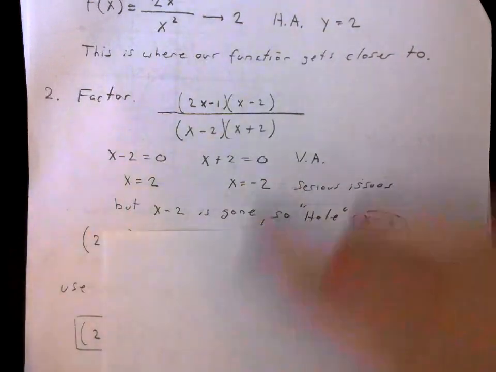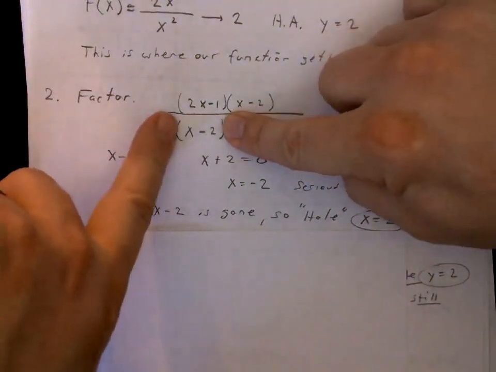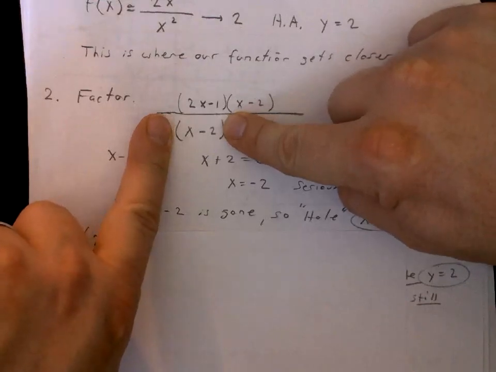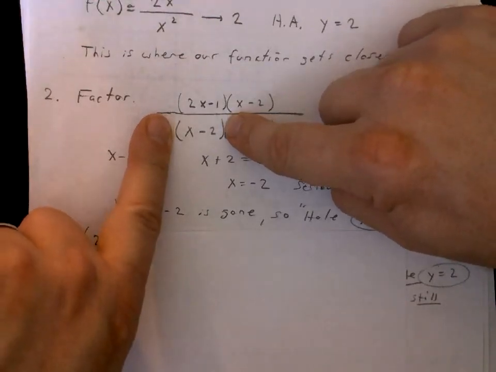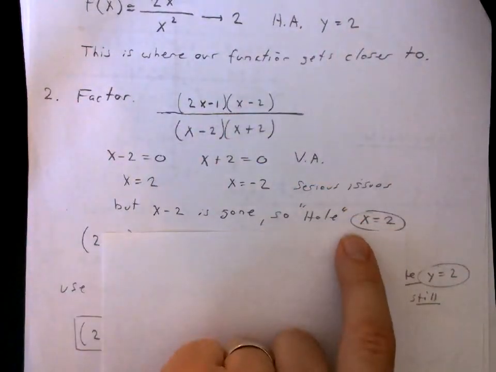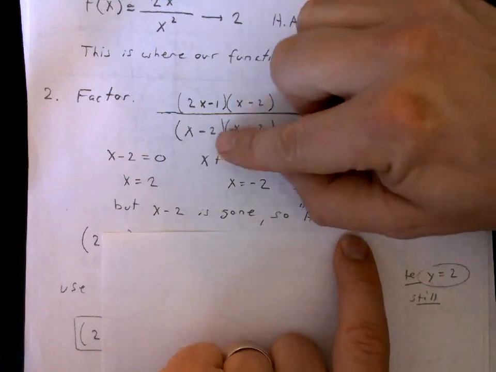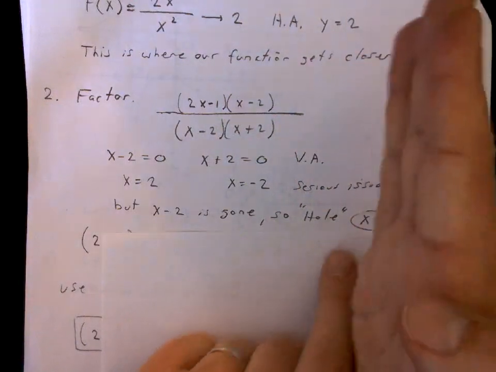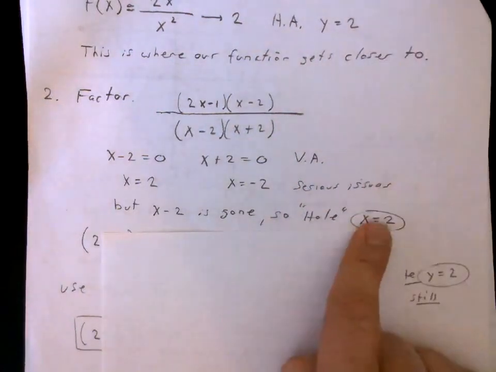Now, remember, this is a vertical asymptote at x minus 2. But back in my summary, if I had a hole instead of a vertical asymptote, that takes precedence. So at x equals 2 is not a vertical asymptote. It is a hole instead.